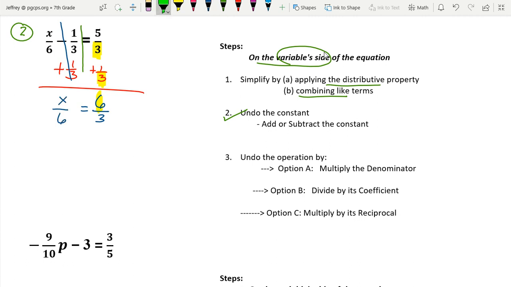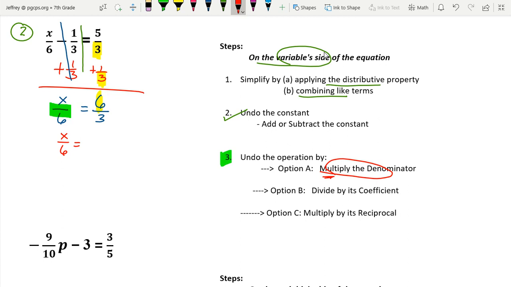Now, what do you notice on this side? We notice that this is a division bar. So that means on step 3, we're going to do its opposite, which is to multiply the denominator, because the opposite of division is multiplication. But before we do that, let's simplify what we have first.